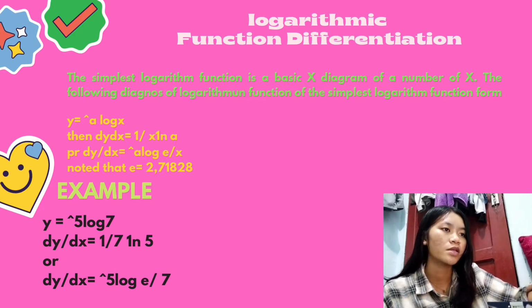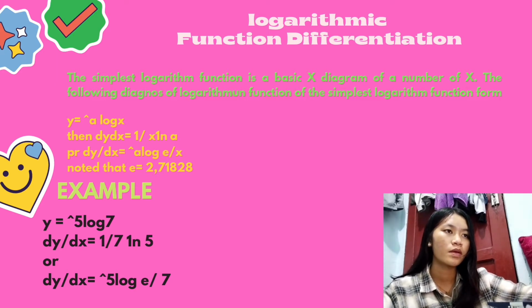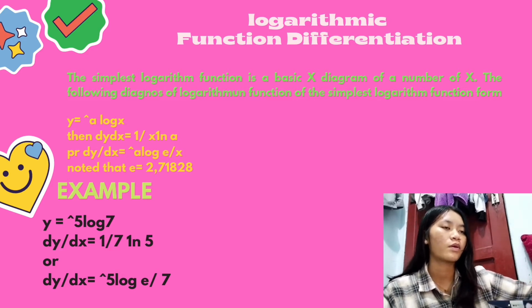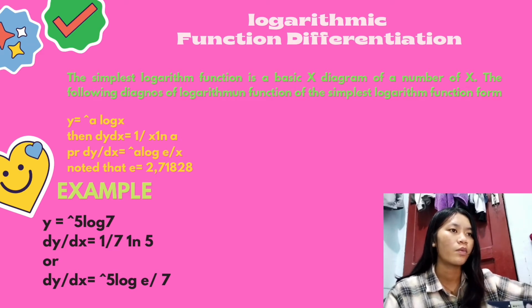The simplest logarithm function is y equals a log x, and its derivative is y prime equals 1 per x times a log e. For y equals a log of g(x), the derivative y prime equals g prime (x) over g(x) times a log e.